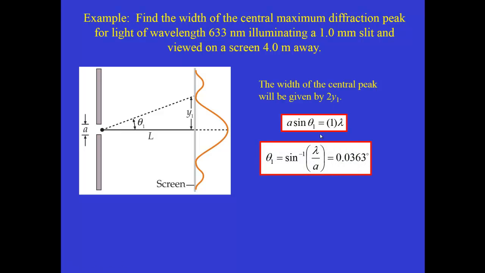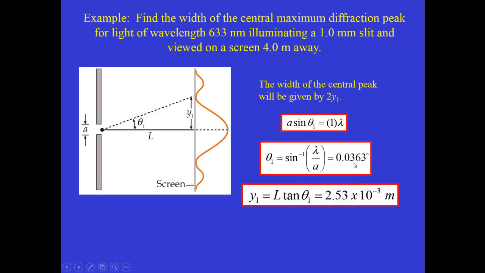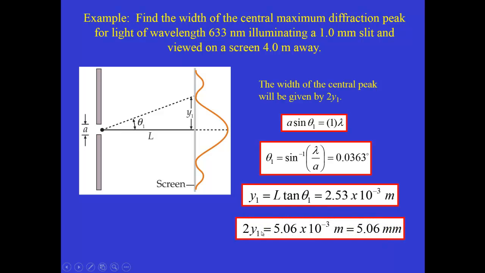We know the wavelength, we know the slit width, so we find the angle is very small, 0.036 degrees. Now, from the geometry of the sketch, that y distance is L times tan theta 1, which gives us about 2.5 millimeters here. When we double that, we get just over 5 millimeters, which is the distance between the first minimum on top and the first minimum on the bottom. So that's something that we actually could make a measurement of on the screen and compare that to the predicted value if we knew the value of a and if we knew the value of L, and of course the wavelength.